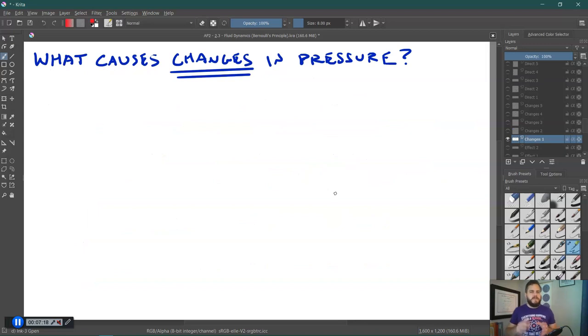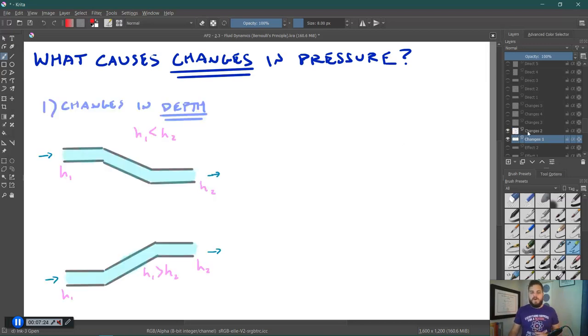So first off, let's solidify what causes changes in pressure. There are a couple different ways we've now described this, and the first one was one that we talked about with fluid statics, which is if we want to increase the pressure on a fluid, we need to go to a greater depth, so lower down. So if I have a pipe going from some higher point to some lower point, we're going to have greater pressure at this lower point, because more fluid is literally pushing down on it from above.